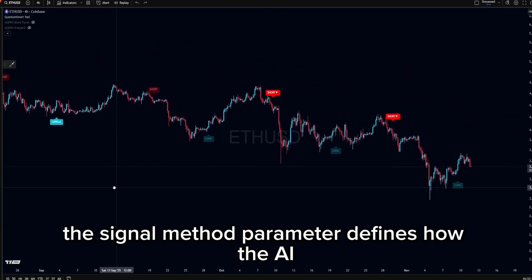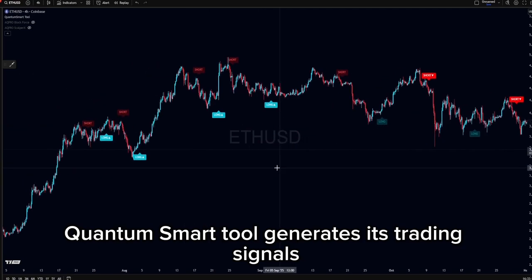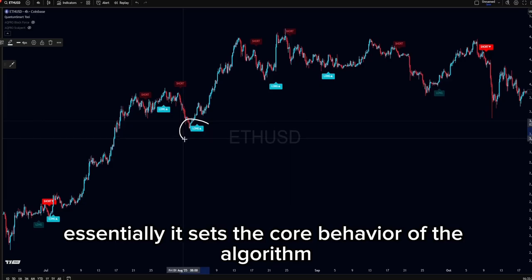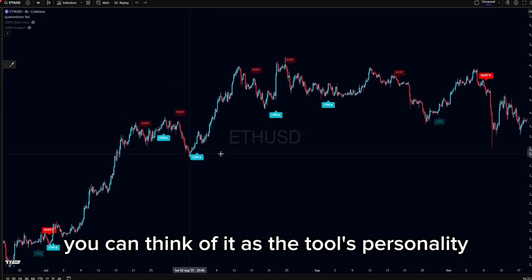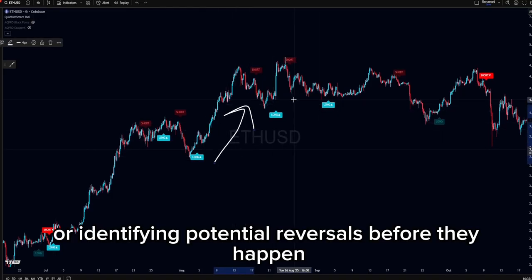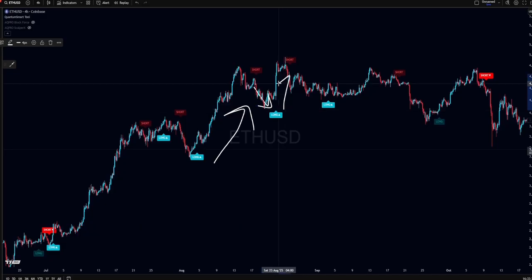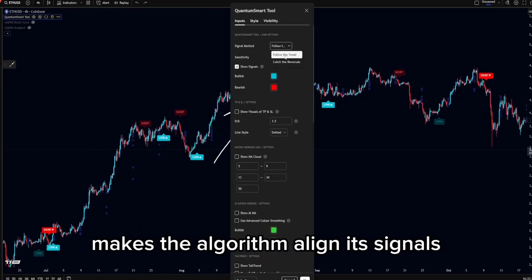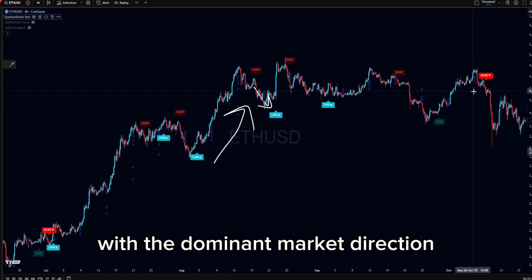The Signal Method parameter defines how the AI Quantum Smart Tool generates its trading signals. Essentially, it sets the core behavior of the algorithm. You can think of it as the tool's personality, whether it focuses on following existing trends or identifying potential reversals before they happen. The first option, Follow the Trend, makes the algorithm align its signals with the dominant market direction.